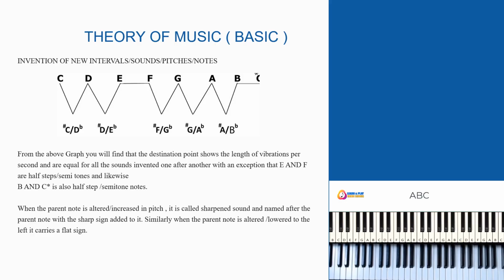This made the theory of music to understand that intervals are very easily understandable. How? If you skip this black key, suppose C to D means you have skipped one sound. So that's called the intervals.